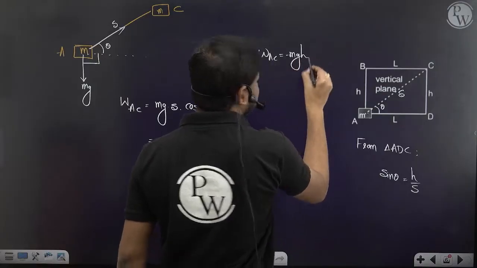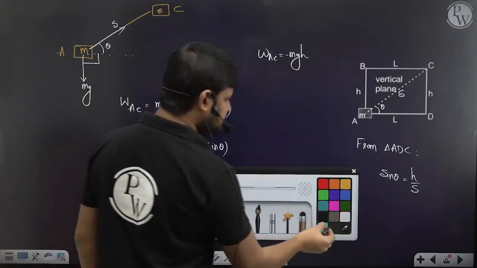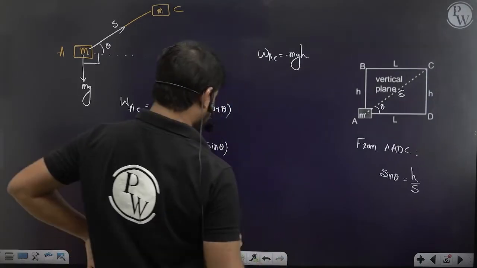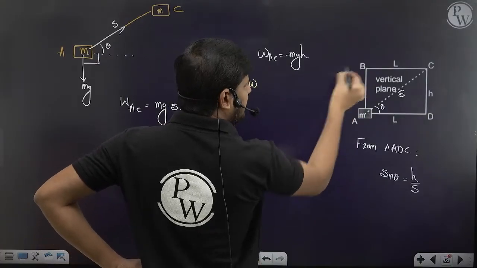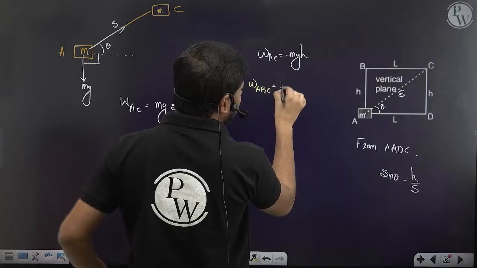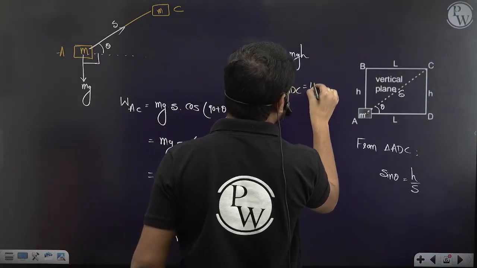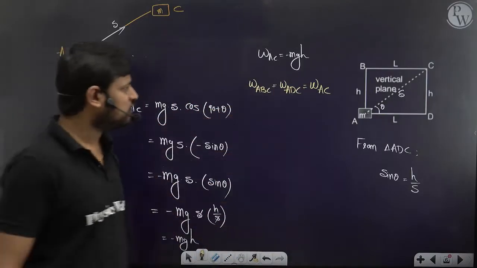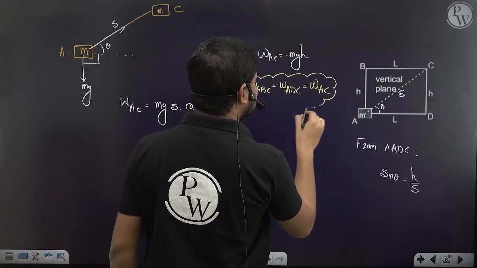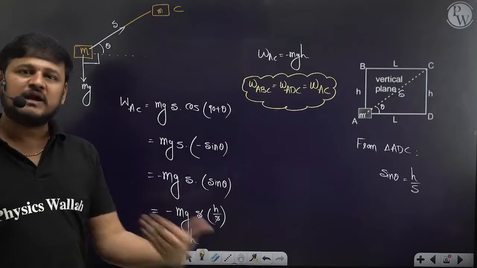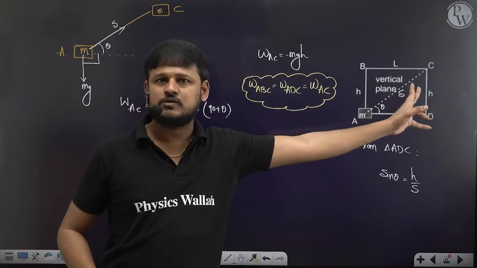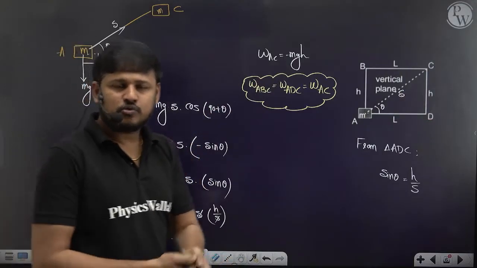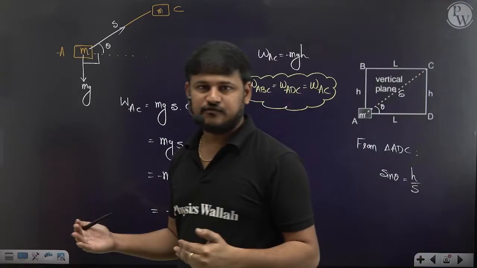So from here what we can say, guys, is that the work done along ABC is equal to the work done along ADC is equal to the work done along AC. All these three work dones are going to be same, yes or no? So as the gravitational force is a conservative force, the work done is not depending on the path. In whatever path you did the work, that's going to be same, which is minus mgh in all the three paths. Hope you guys understood what is the work done by a conservative force now, right?